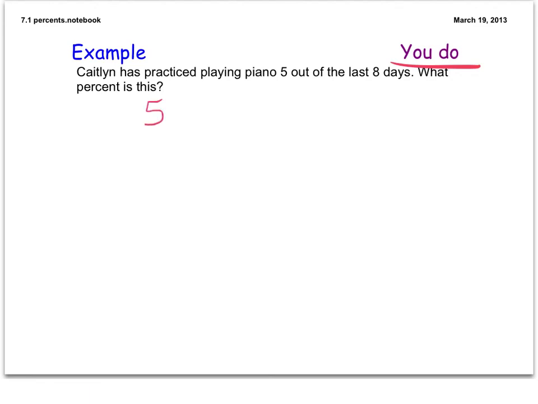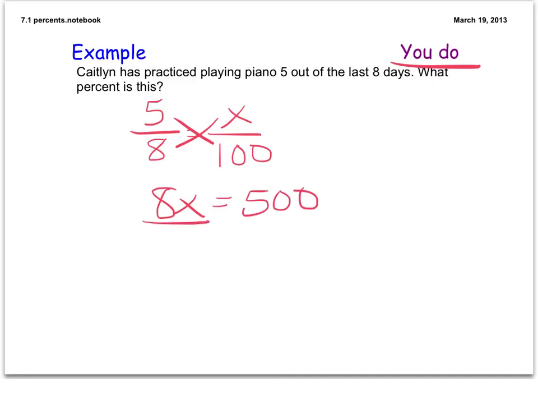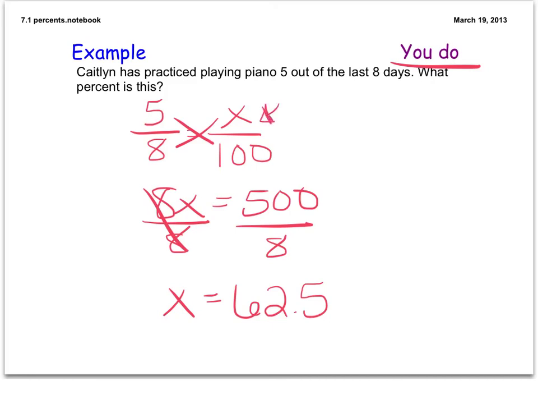So we get 5 out of 8 equals something over 100. So I'm going to cross multiply. I get 8x equals 500. Divide by 8 on both sides. And 500 divided by 8 is 62.5. And it's asking me for a percent, and I know that it's being written over 100, so I can say 62.5% as my final answer.